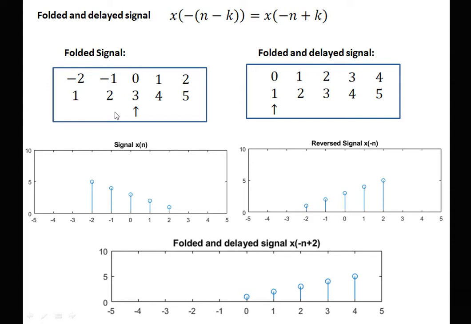So this is the folded signal, and after that we apply the delay. Now we are moving the arrow to the left-hand side by 2 units. So 1 unit and 2 units. Now the signal will start from here, that is 0, 1, 2, 3, 4.